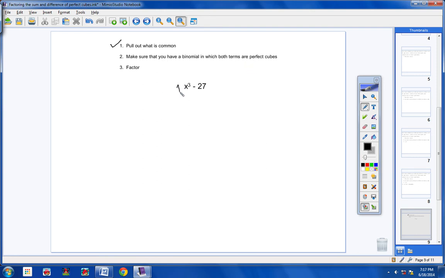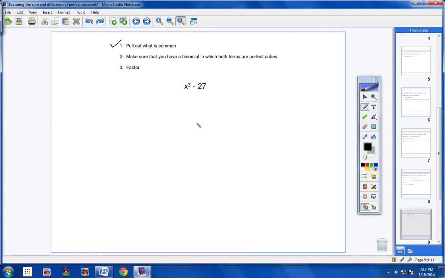Now, do I know the cubed root of x cubed? Well, sure I do. x, because x times x times x is x cubed. So I definitely know the cubed root of x cubed. Do I know the cubed root of 27? Well, sure I do. 3, because 3 times 3 times 3 is 27. So, yes, I have a binomial, and yes, both of my terms are perfect cubes.